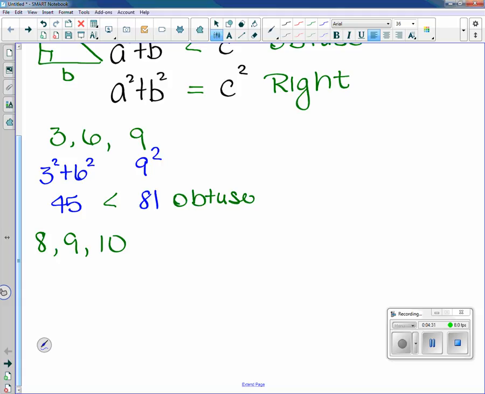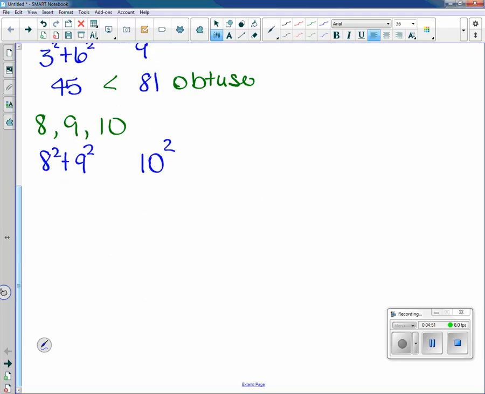8, 9, and 10. You know which one is the bigger? So 8 squared plus 9 squared, and then you have 10 squared. What's 8 squared plus 9 squared? 145. And then what is 10 squared? So who won, the acute team or the obtuse team? Acute. So that means it's acute. Now, last one, so you get an example.